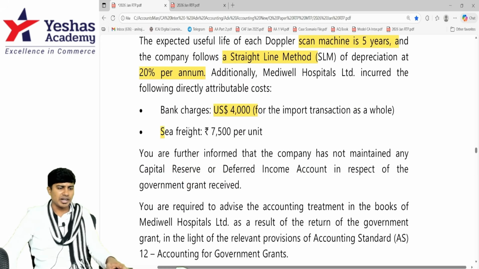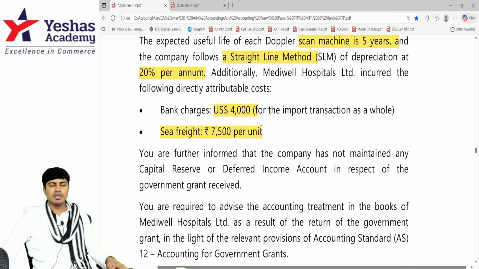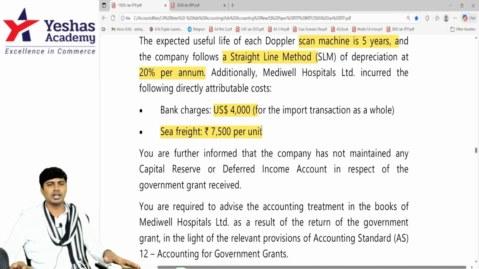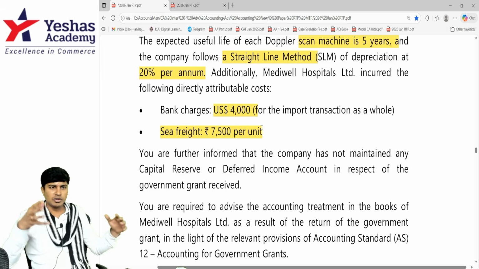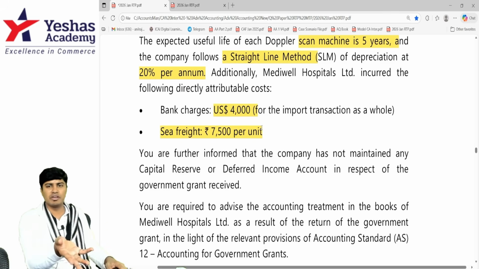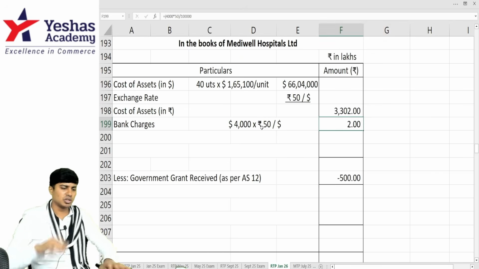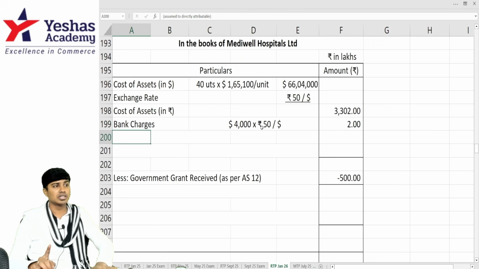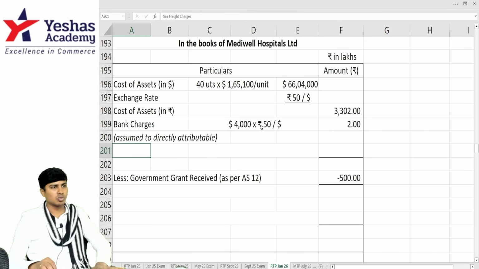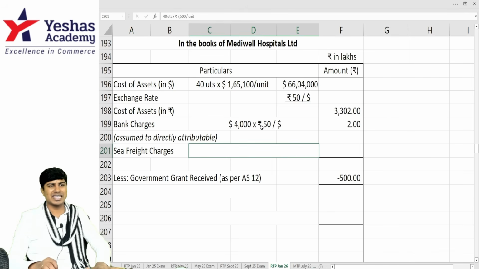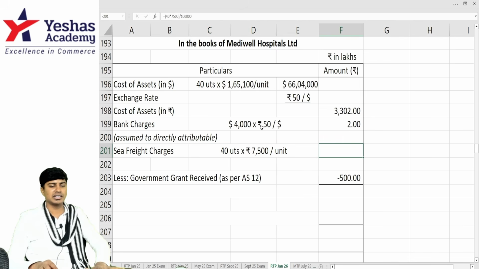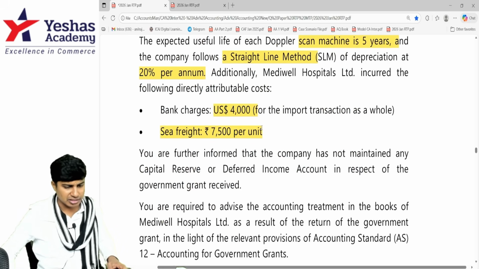Then we also have sea freight, 7,500 per unit. We can't put that machine in the ocean and then say you swim and come to India. We have to bring it through a ship. For that, we need to pay sea freight, 7,500 per unit. They've given in rupees. Don't multiply by 50 again. Take 7,500 rupees, what is incurred per unit, multiply that with how many scanners? 40. 7,500 per scanner into 40 scanners. 3 lakh, I've written 3.